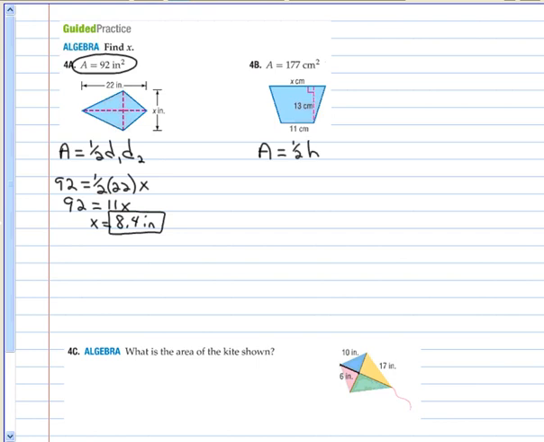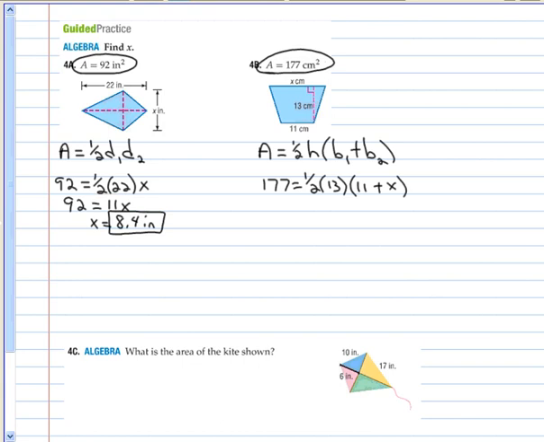1/2 h, height? I think, among that mumbling, I heard that. Area is 177. Equals 1/2, do I know the height? 13. Do I know a base? 11. What's the other base?